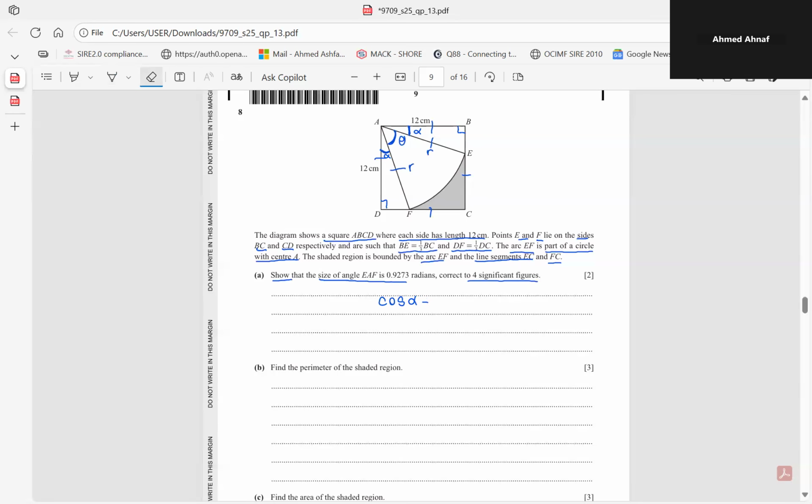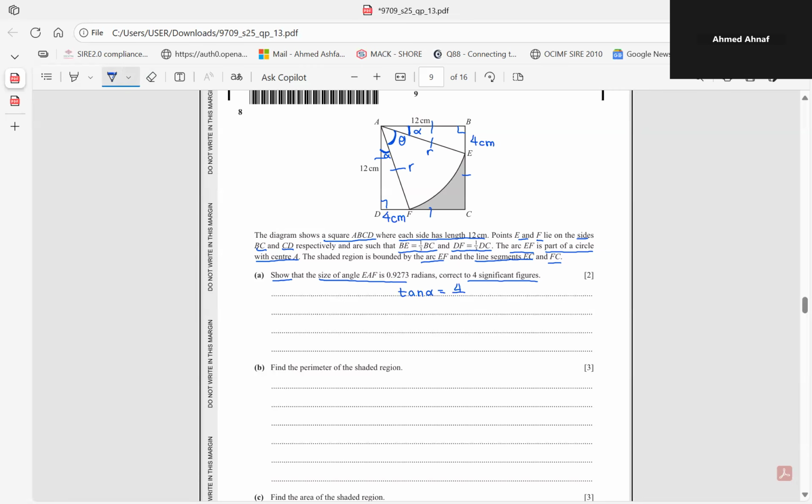Okay, we don't know R, so we cannot use this. Let's use this piece of information. BE is 1/3 of BC. We know that BC is 12, so 1/3 of BC would just be 4 cm. And then DF is 1/3 of DC. DC is 12 cm, so DF would also be 4 cm. So now we can write sine alpha as opposite over hypotenuse. Oh wait, sorry, no. It's supposed to be tangent alpha, opposite over adjacent. So tangent alpha is equal to 4 over 12, and alpha is tangent inverse 1/3.